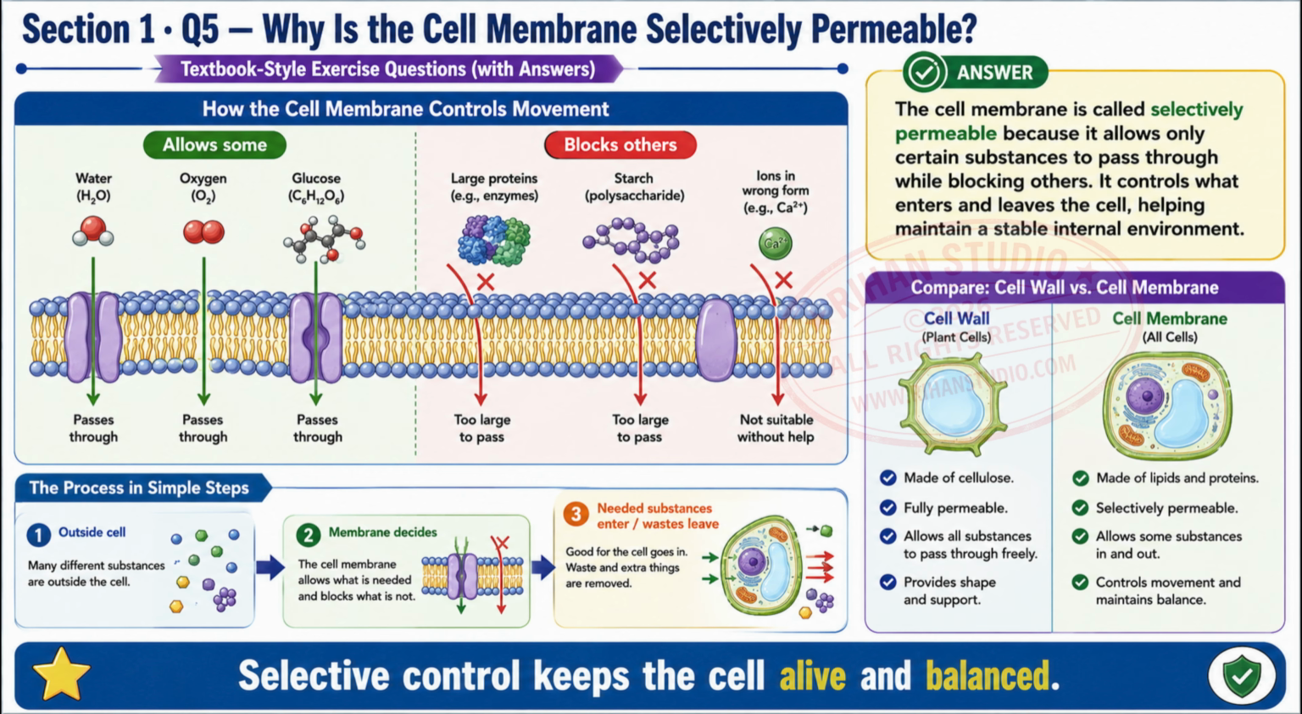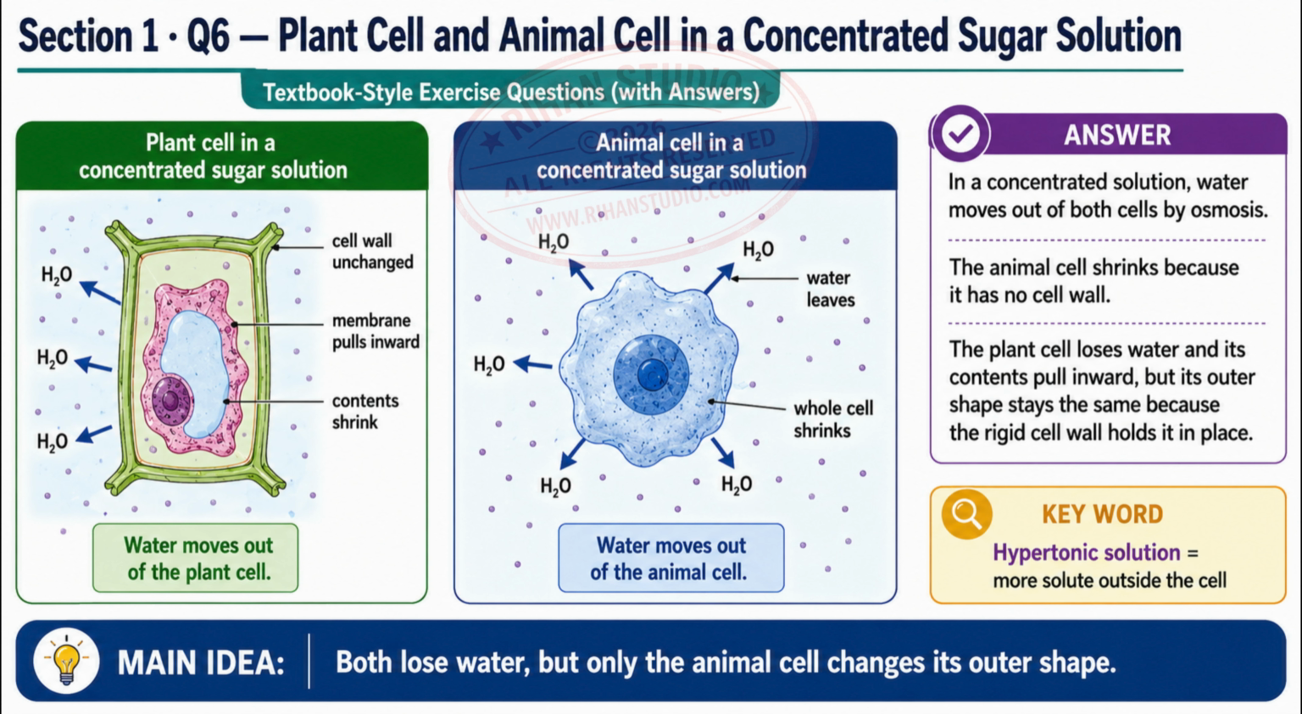Question 6. What happens when a plant cell and an animal cell are placed in a concentrated, hypertonic sugar solution? Explain. In a concentrated solution, water moves out of both cells by osmosis. The animal cell shrinks because it has no cell wall. The plant cell loses water and its contents pull inward, but its outer shape stays the same because the rigid cell wall holds it in place.